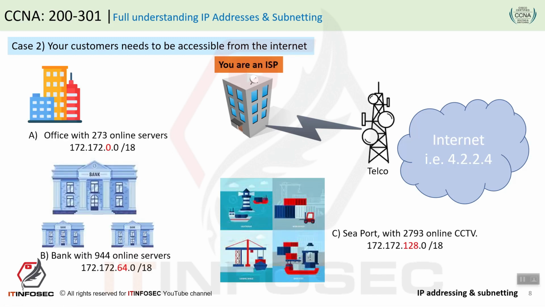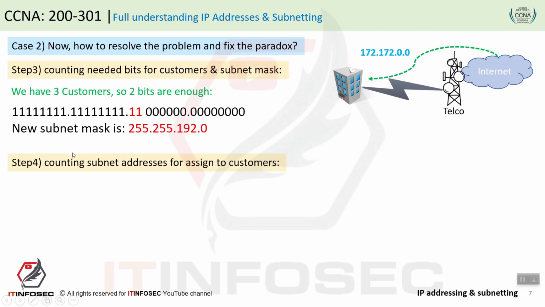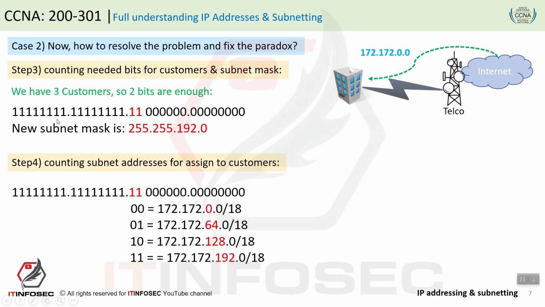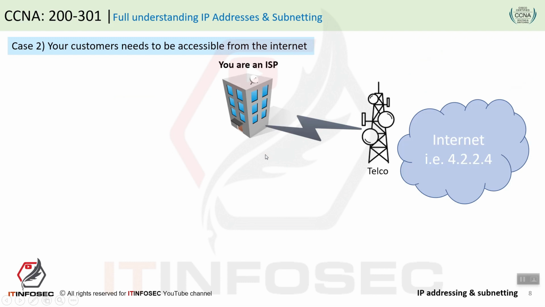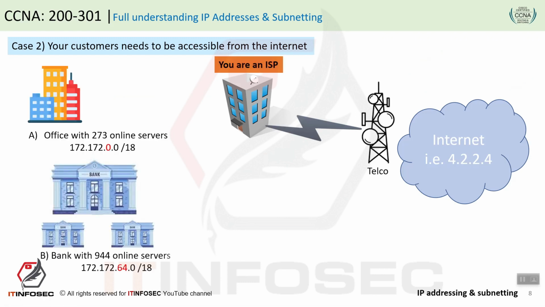So our subnet numbers that we can assign to our customers will be these ones. 172.172 subnet 0 with subnet mask /18. The mask has 8 ones, 255, 8 ones, 255, and the third octet has 2 ones, which is 192. So the length of the subnet mask is 18 one bits. Okay, so this is correct.